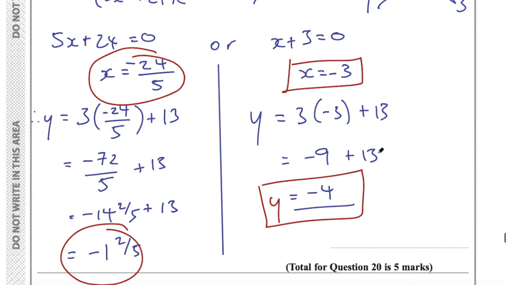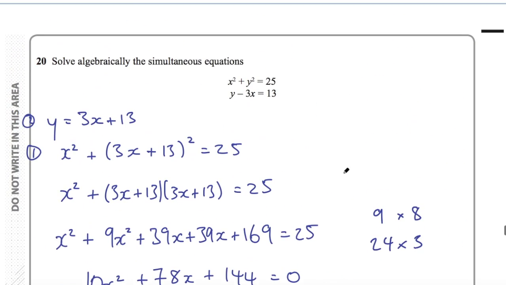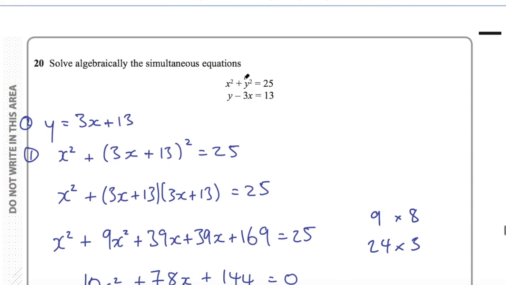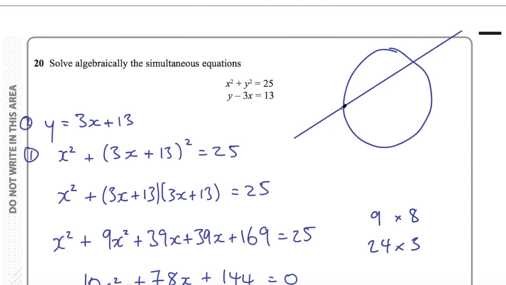The reason we get 2 answers to those simultaneous equations is because this x squared plus y squared equals 25 is a circle, and this is a straight line, and what's happening is this straight line is cutting across the circle, and we get 2 points where it cuts that circle. So we get 2 answers to those simultaneous equations.